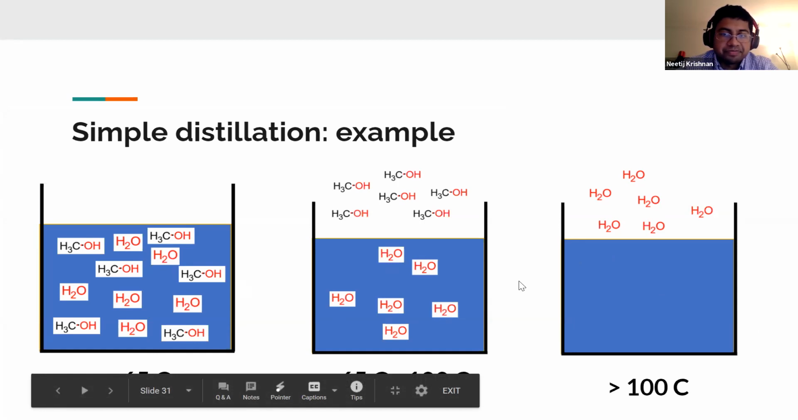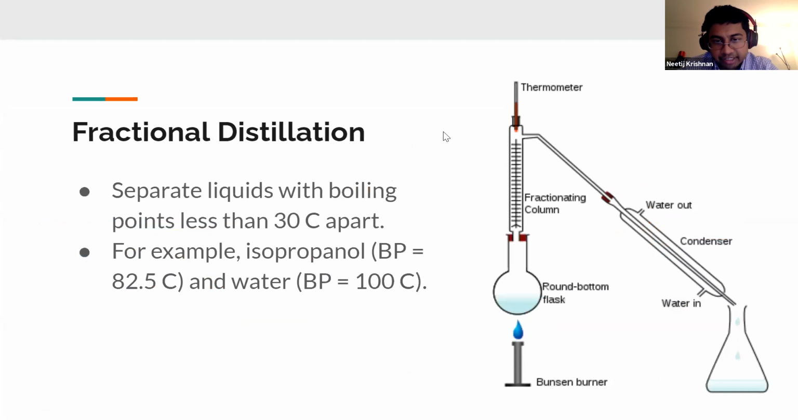Okay, so fractional distillation. Now, it's a little bit more precise. You don't really have to know how this works. All you really need to know is that it's used to separate liquids that have boiling points less than 30 degrees Celsius apart. This fractionating column is the key to that. You're essentially able to be more meticulous about your separation. For example, isopropanol, which boils at 82.5 degrees Celsius, and water, which boils at 100 degrees Celsius. That difference is only 17.5 degrees, therefore you'd need to use fractional distillation.